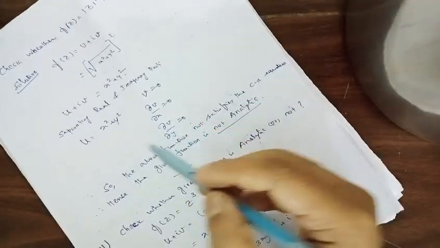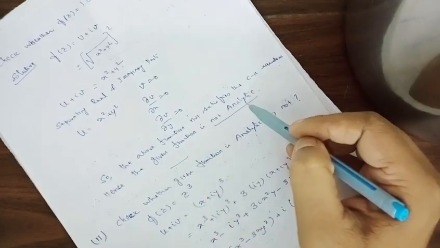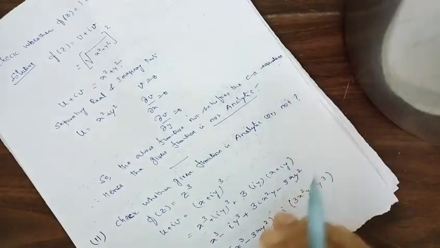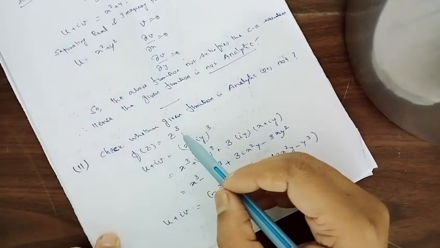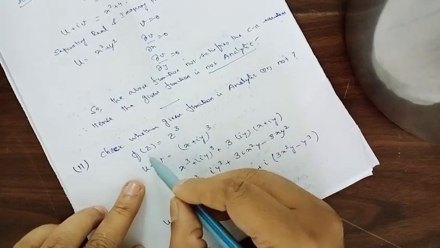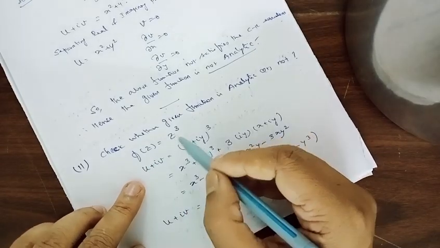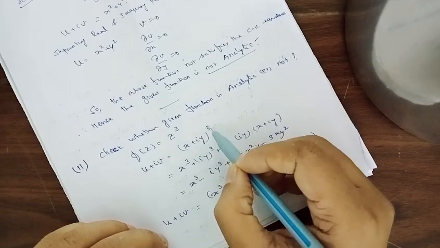Separate the real and imaginary parts. There is no v term, therefore it will not satisfy the CR equation. Hence, the given function is not analytic. Okay, then another. Check whether the given function is analytic or not. This is a simple way. f of z is equal to z square, z cube, whatever it may be. u plus iv is equal to x plus iy the whole cube.